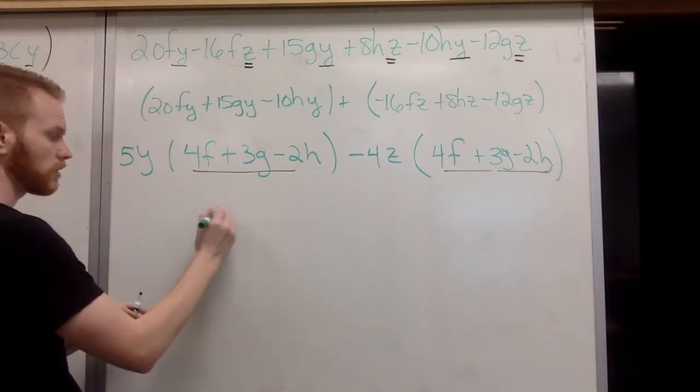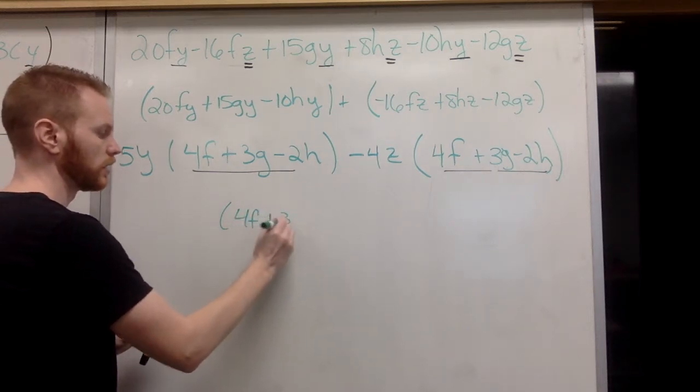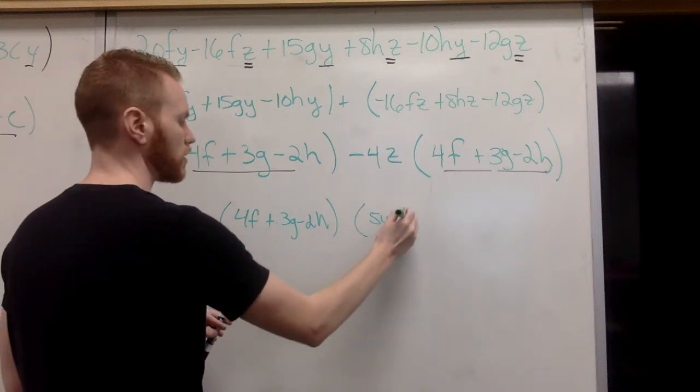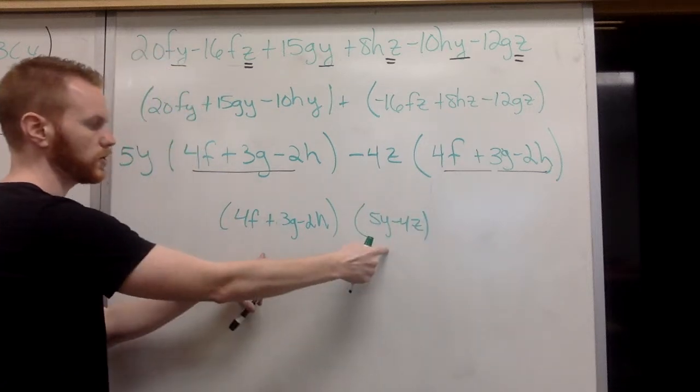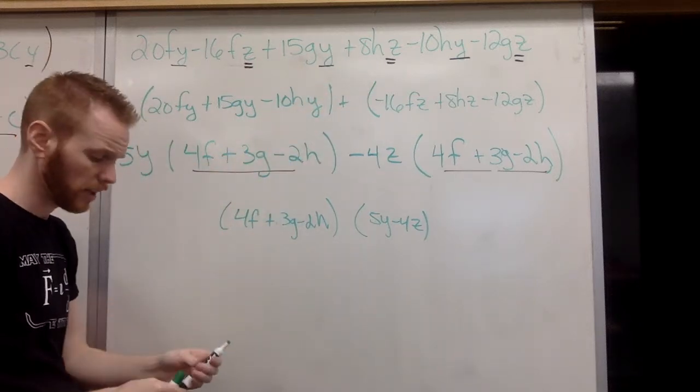All right, let's factor this term out. And then the other one would be 5y minus 4z. These two multiplied together gives me the original. And this is a lot easier to work with.